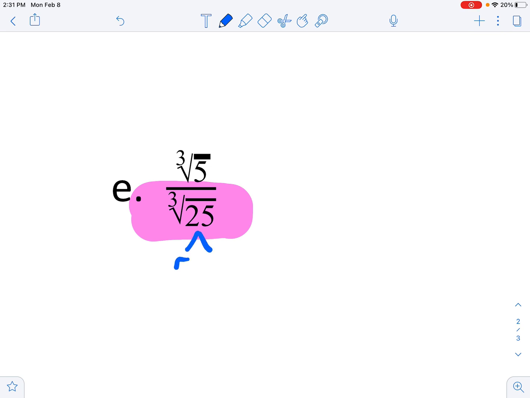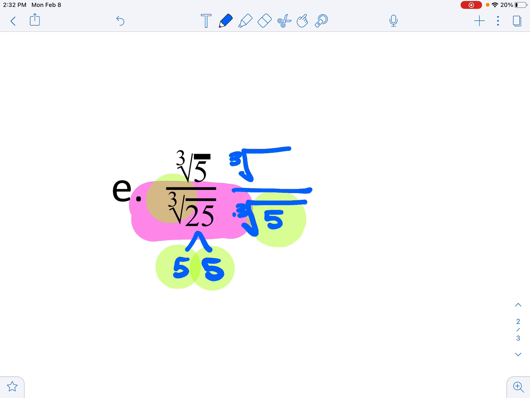So 25 is 5 times 5. And I'm looking at this going, okay, well, how many do I need? I need 3 fives. But I don't have 3 fives. I've got 2 fives. So I need to add a cube root of 5 to my mix at the bottom in order to kind of clean up this mess. So that gives me 3 fives at the bottom. Now, whatever you do to the bottom, you always have to do to the top.